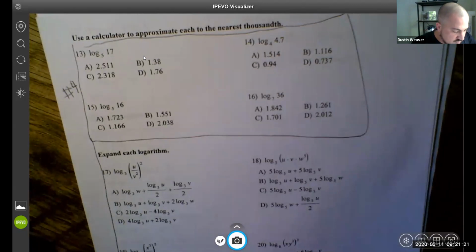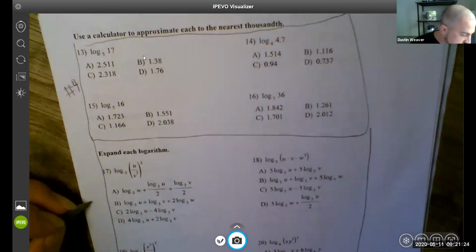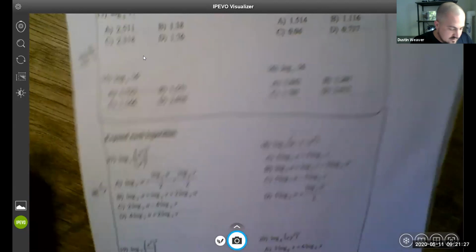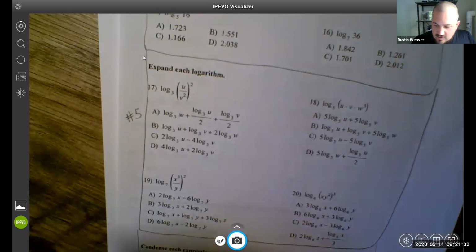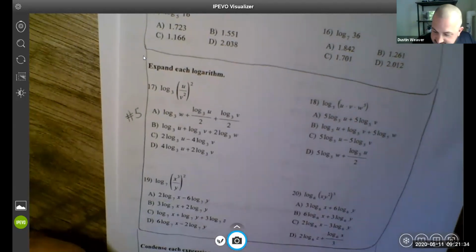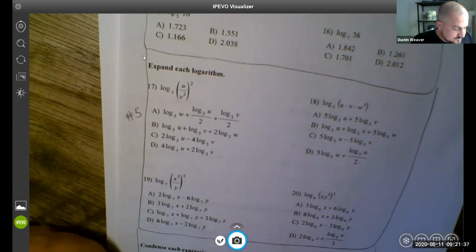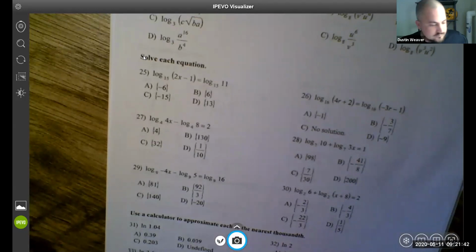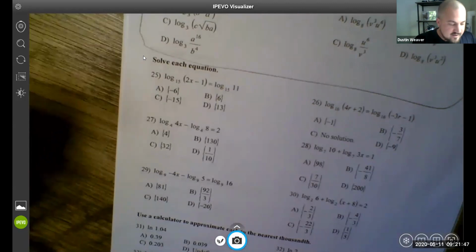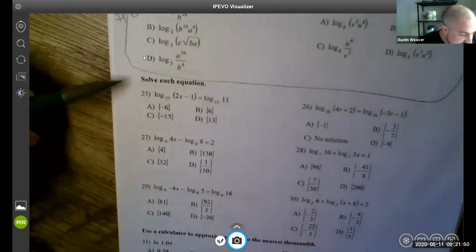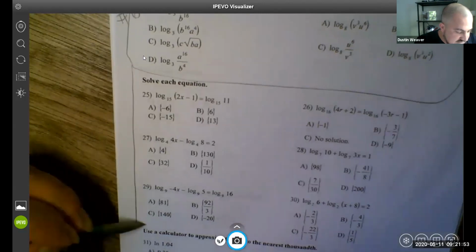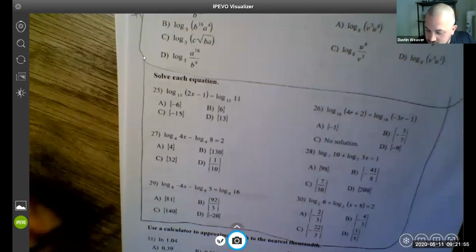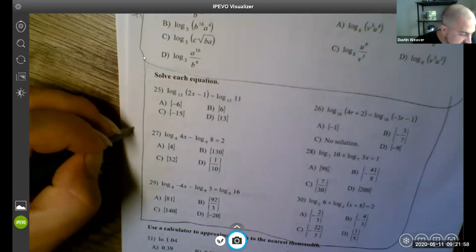Questions 17 through 20 look like number 5, where you want to expand the logarithm. Questions 21 all the way to 24 look like number 6. It asks you to condense the logarithm. And it'll go to the next page. So 21 through 24 look like number 6. Okay, questions 25 through 30 say solve the equation. So you're solving a logarithm, okay? So those look like numbers 7 and 8.